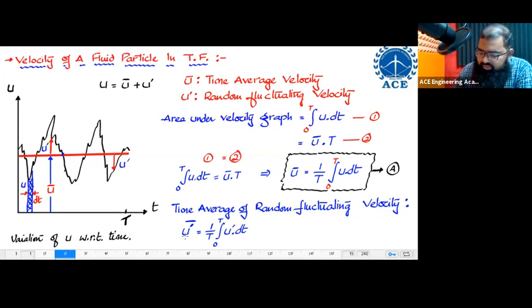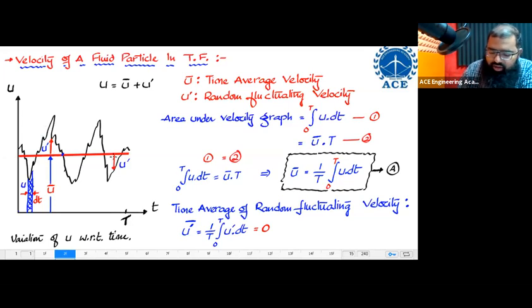Now, if you observe this particular value, if you have some idea of mathematics, if you have some idea of averages, then you can straight away say this value actually has to be equal to 0. It will be equal to 0. The reason is u prime dt is basically the area of this u prime with respect to the red line.